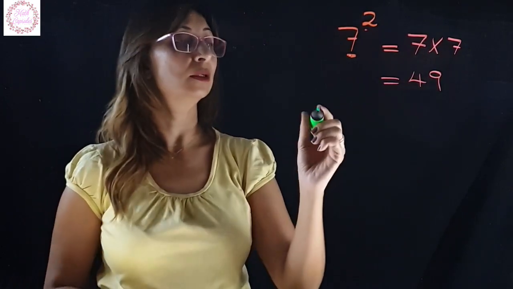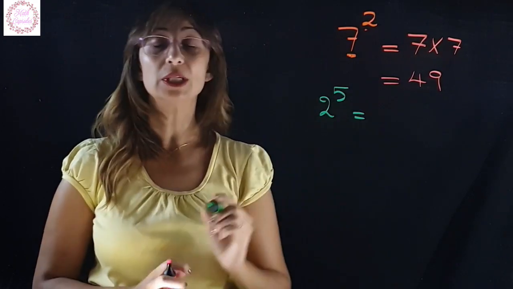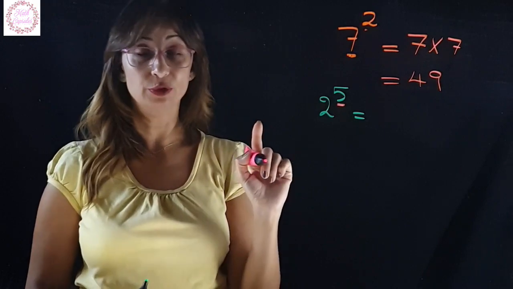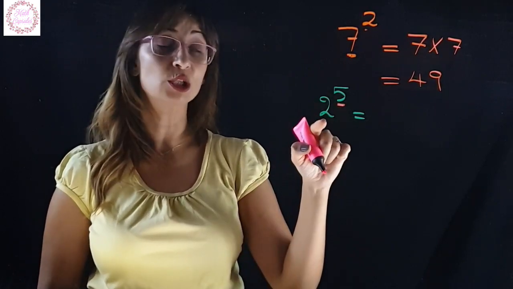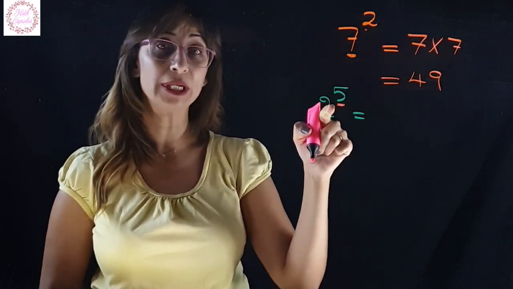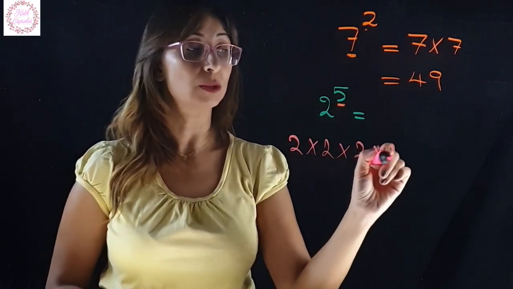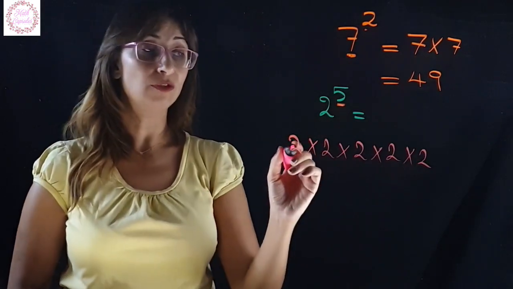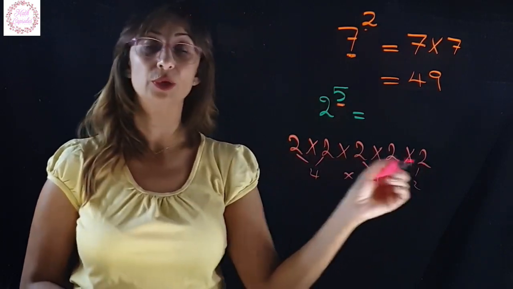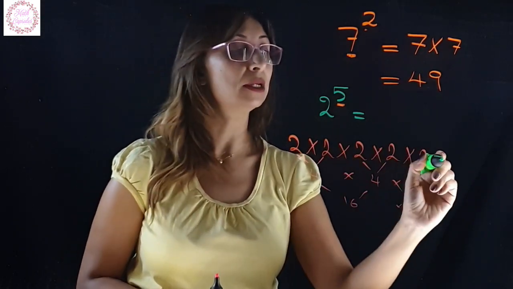Another example, 2 power 5. So this means that 2 is repeated or multiplied by itself how many times? 5 times. So be careful and don't make this mistake. 2 power 5 is not 2 times 5. No, that's wrong. This is 2 multiplied by 2 multiplied by 2 how many times? 5 times. So it will be 2 times 2 times 2 times 2 times 2. These are 5. If you multiply 2 times 2, this is 4. 2 times 2, this is 4, and this is 2. You multiply 4 times 4 times 2, or in the way that you like, this would be 16 times 2, and the answer at the end would be 32.